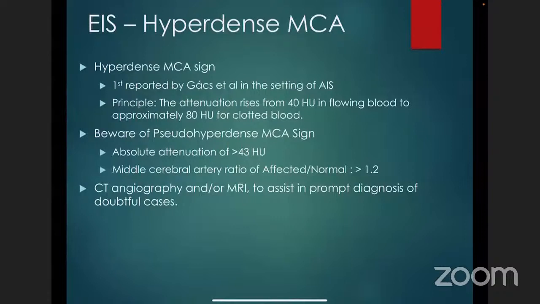The absolute attenuation is more than 43 Hounsfield units. The ratio of the affected middle cerebral artery to the normal side is more than 1.2. If you are in doubt, a CT angiogram or MRA will assist you in confirming the diagnosis in doubtful cases.